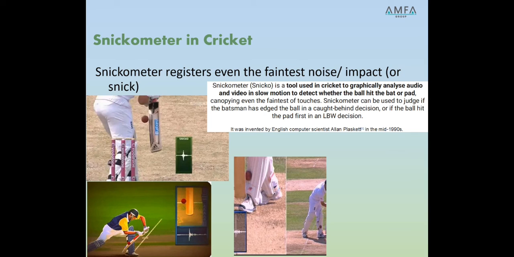Another example of how technology is used in sports is Snickometer used in cricket. We have been seeing this implemented since the 90s to sense whether there was a touch on the ball, to decide whether it was a catch or not, or an LBW. So the Snickometer is used to capture the data. It was started in the 90s and developed by Allan Plaskett, who is an English computer scientist.